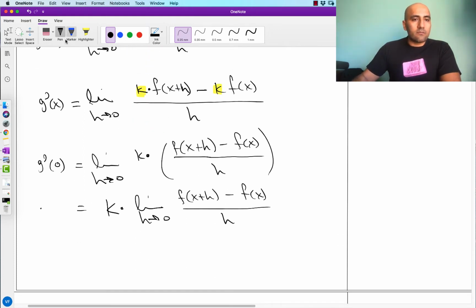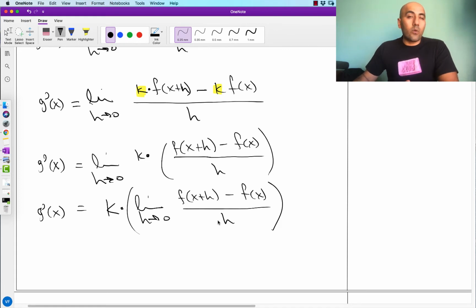So this is g prime of x. So g prime of x equals this. And, well, all of this right here, this is the derivative of the f function. Now, I don't know what it is, but I know it exists. So I can just refer to it. And so we can conclude that g prime of x is equal to k times f prime of x.